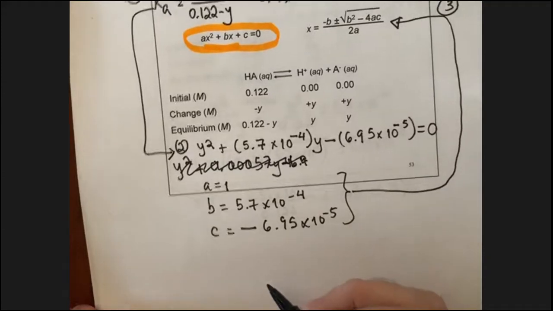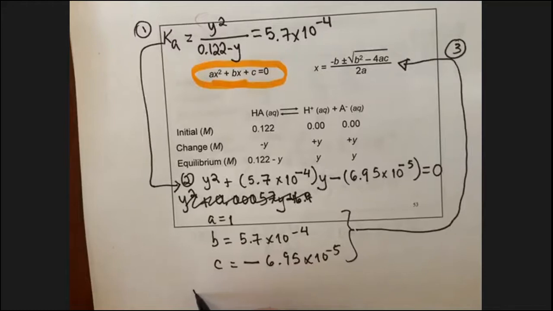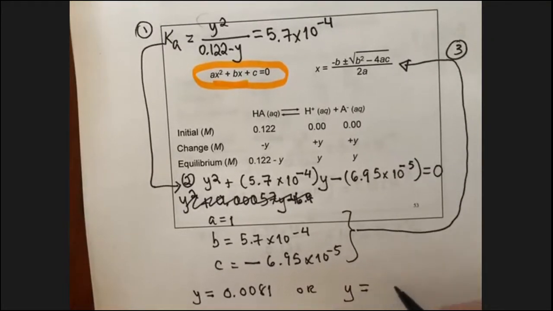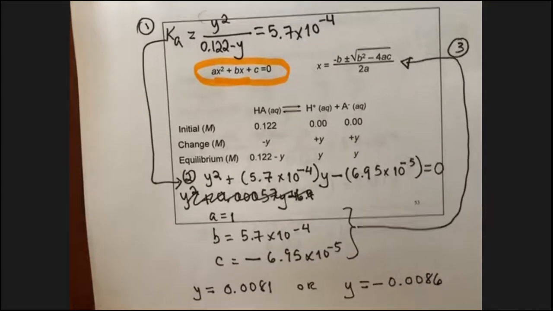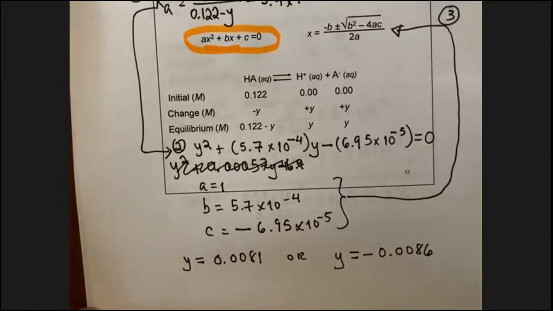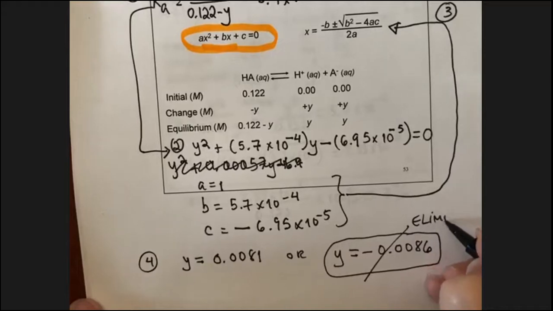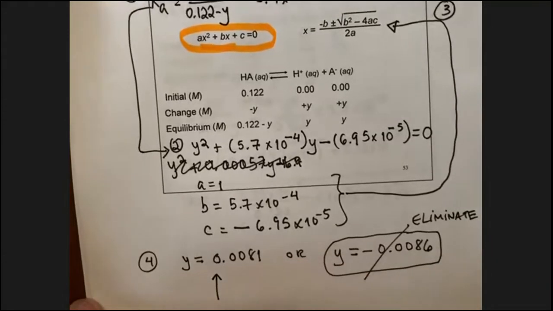And here are the 2 solutions you're going to get. Again, I'll let you do this at home if you want. You have y equals 0.0081 or y equals negative 0.0086. As you can tell, there's no such thing as a negative molarity. So we're going to eliminate that, and that means that this is the value that we will choose.